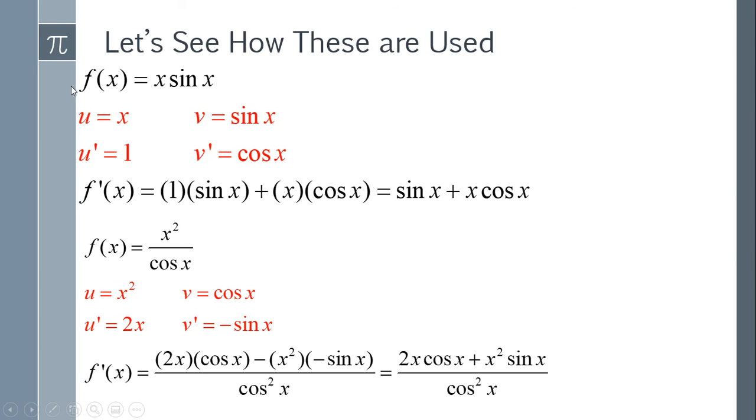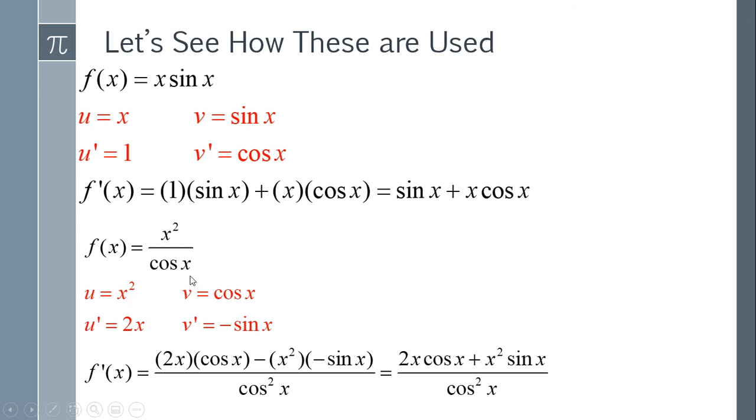So how can we use these then? Well, if we have one like this, f of x equals x sine of x, using our product rule, u is equal to x, v is equal to sine of x, u prime is equal to 1, v prime, we saw that the derivative of sine was cosine. And we've used the product rule to show that it's equal to sine x plus x cosine x. So it's a lot of work to keep these things all straight, and it's worth the time to make sure that you don't rush and you don't make mistakes on this.